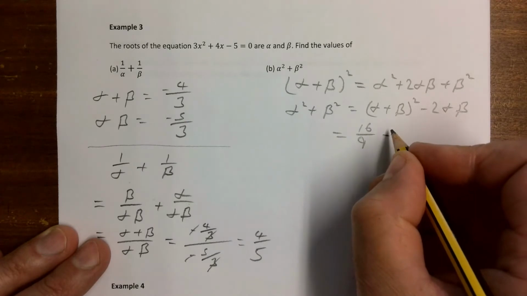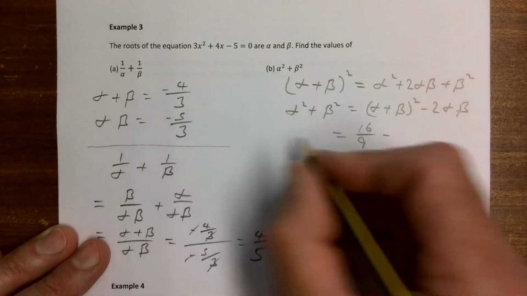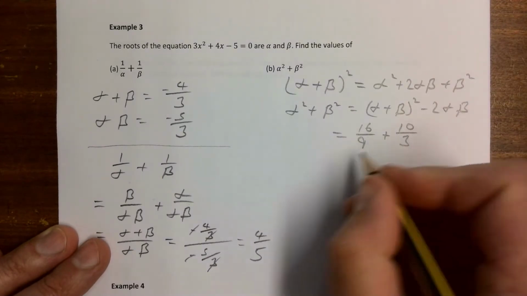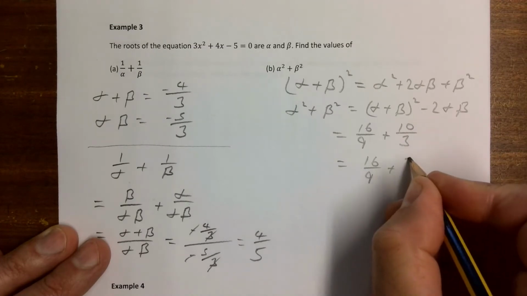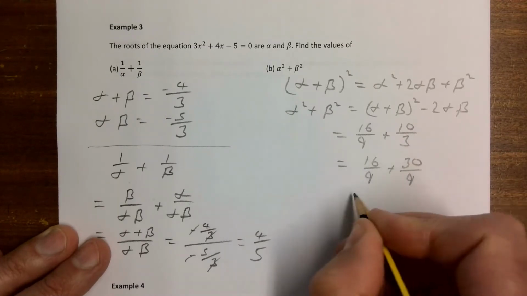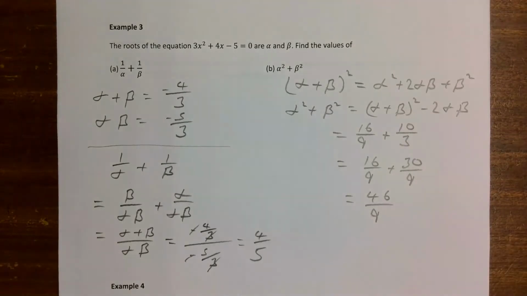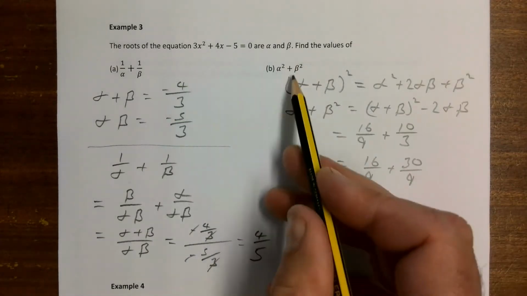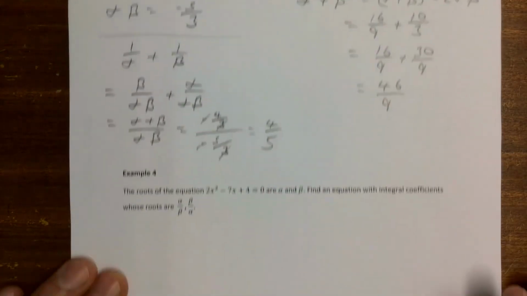Take away 2 upon minus 5 over 3, so it's actually going to be plus 10 over 3. Sticking it all in over 9, 16 over 9 plus 30 over 9 gives then 46 over 9. So hopefully you can see where that comes from. We want to try and get these into a format that we know and rewrite them so we can get it in some sort of alpha plus beta and alpha beta form.